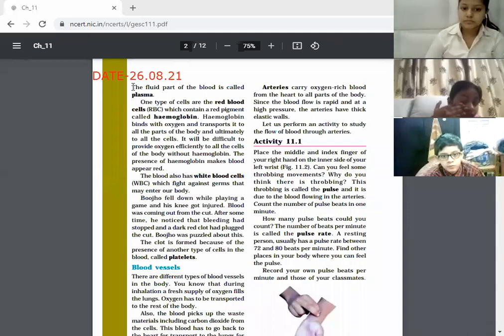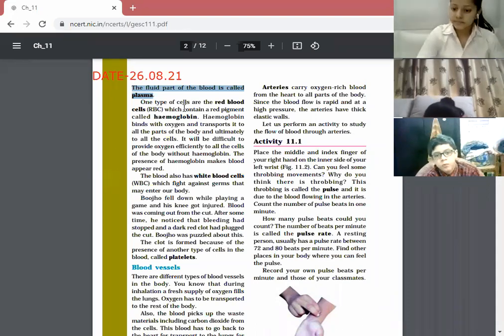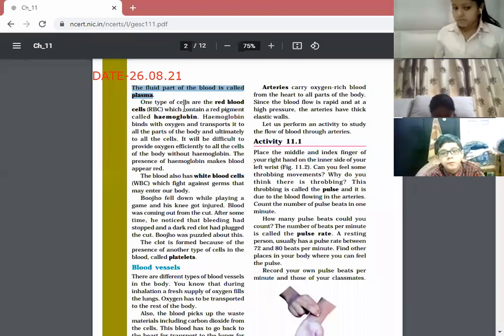Okay, children, one more thing is here. What is plasma? The fluid part of the blood is known as plasma. I have made a web chart over here. You can see it on the board, children. Blood consists of three parts. You have to draw this web chart on the left page: RBCs, WBCs, and platelets. About these RBCs, we are going to study here.